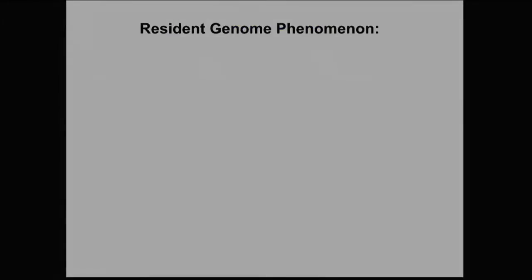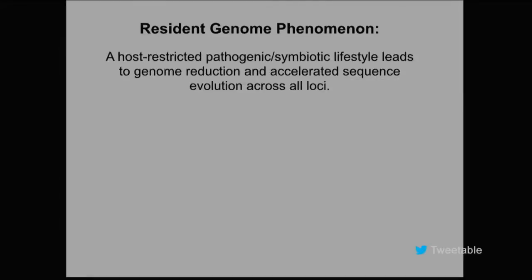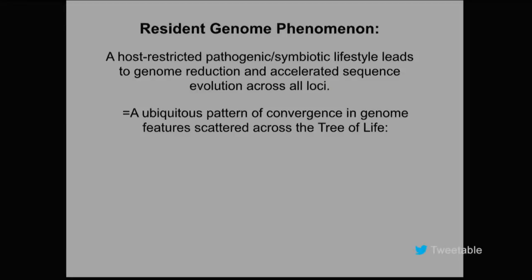Okay, so this phenomenon referred to as the resident genome phenomenon is basically that a host-restricted or symbiotic lifestyle, where organisms live only in a host and don't replicate outside of it, leads to genome reduction and accelerated sequence evolution throughout the genome. And this has turned out to be a ubiquitous pattern of convergence in genome evolution. It's across the tree of life.